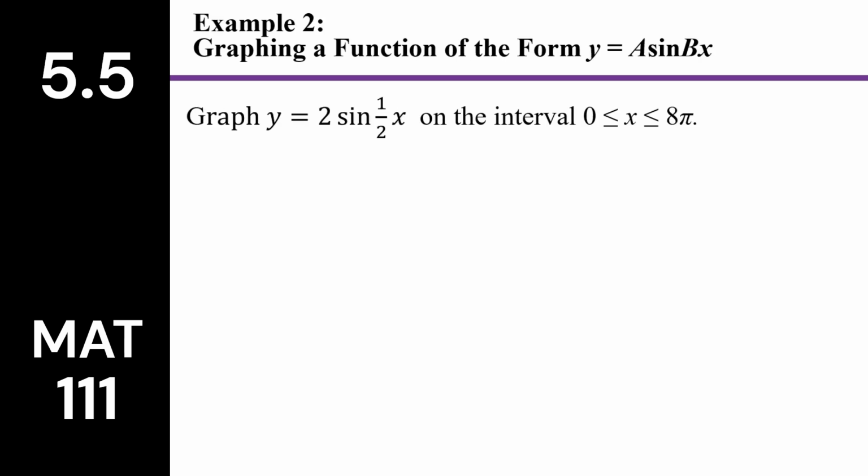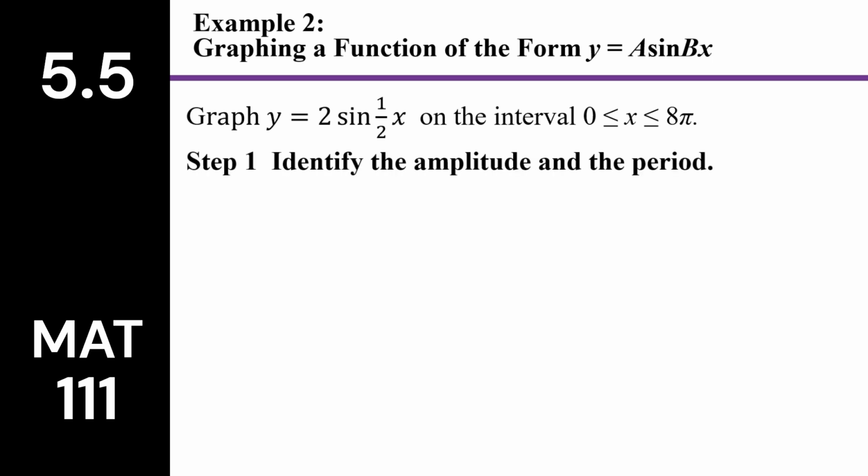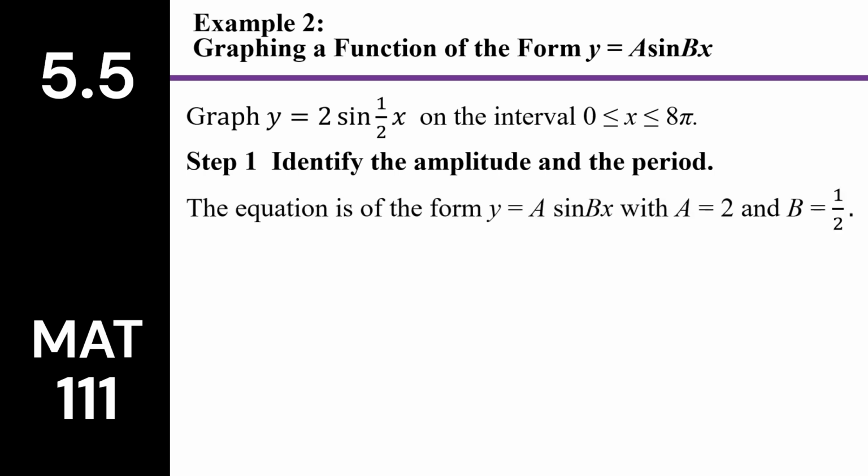For example, graph y equals 2 sine of 1/2 x on the interval from 0 to 8 pi. First, we identify the amplitude and the period. Our equation has an a value of 2 and a b value of 1/2, so our amplitude is 2.